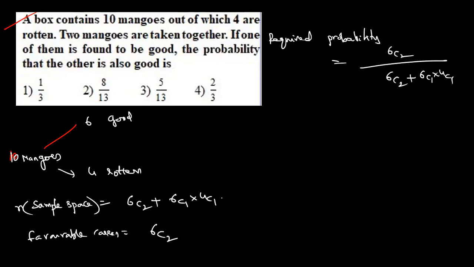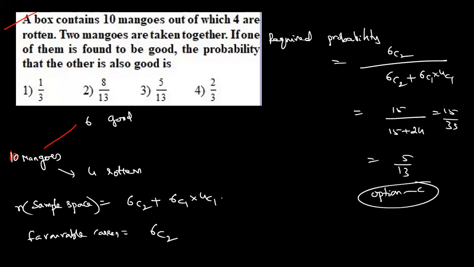So simplify. What is the answer coming? 6C2 is how much, anyone? 6 into 5 is 30, that means 15. It's 15, 24. So 15 by 39. So the answer is 5 by 13. Option C. Yeah, good, Pawan.